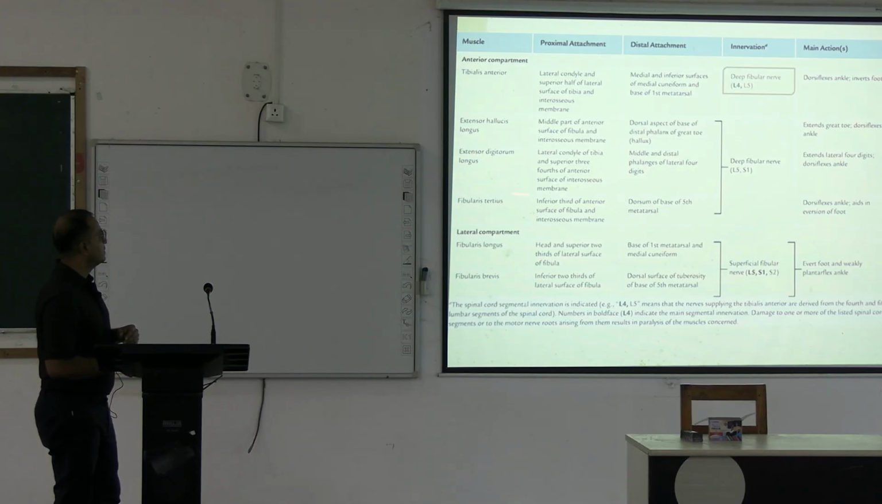Now the muscles in the front are supplied by the deep fibular nerve, and the muscles in the lateral part are supplied by the superficial fibular nerve. They are branches coming from the sciatic nerve, which is going to supply these regions.